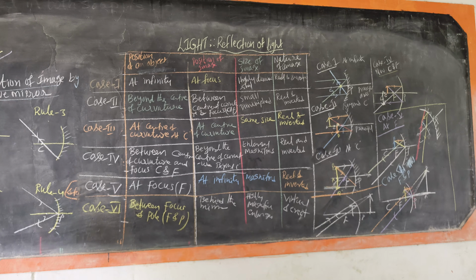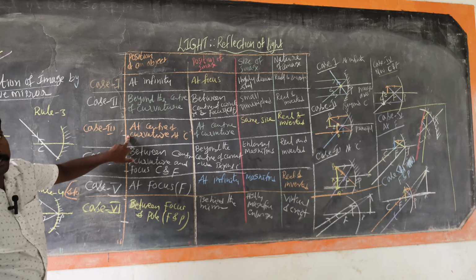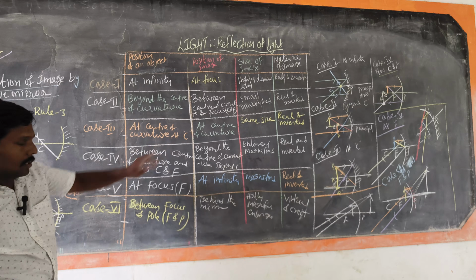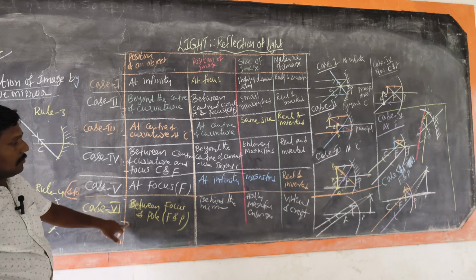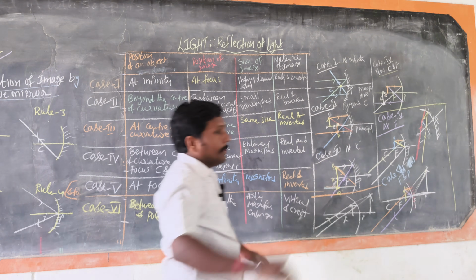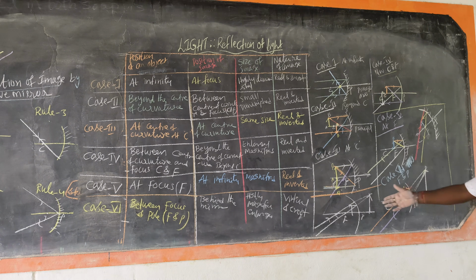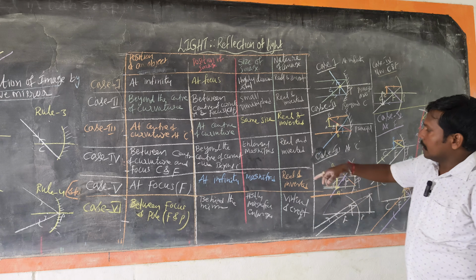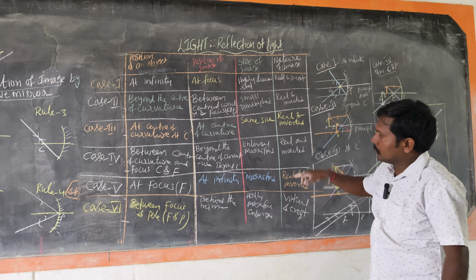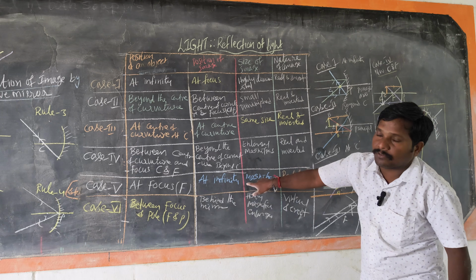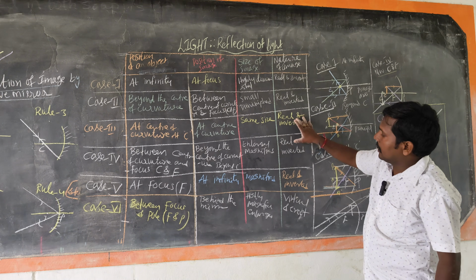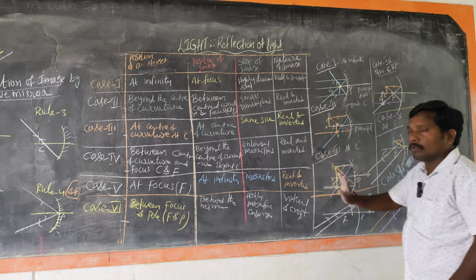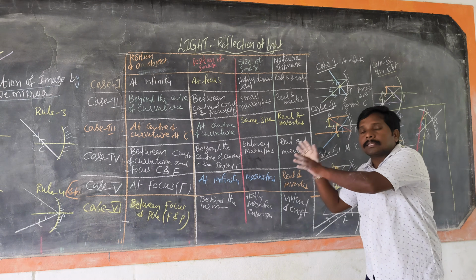Then case 3, if the object is placed at the center of curvature, the image forms there. Case 6, between F and P, it forms behind the mirror, and virtual and erect images form. In all those cases, from case 1 to case 5, only real and inverted images form, because they form on the screen.